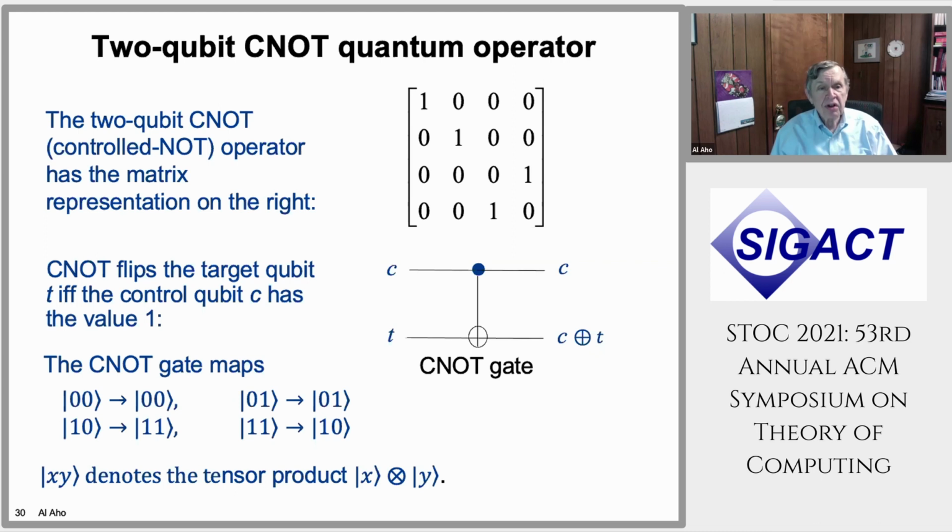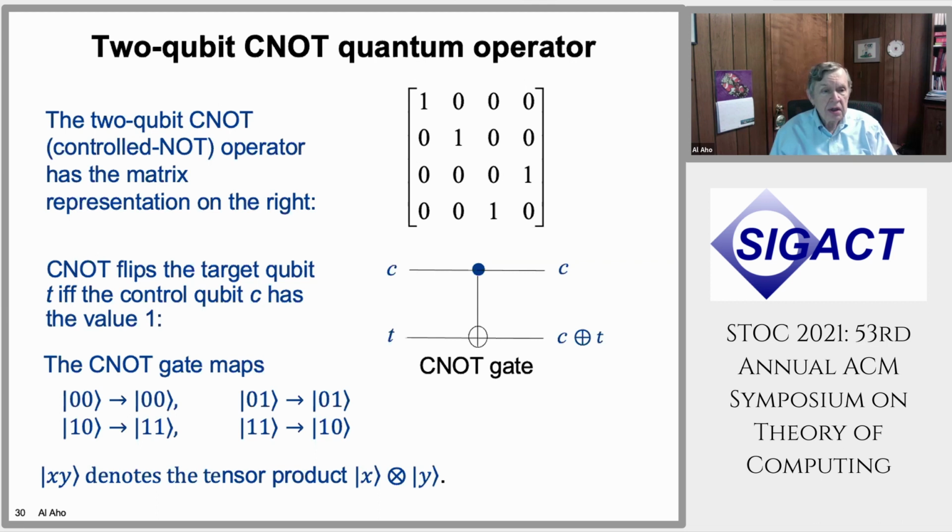And what the CNOT gate does is it flips the target qubit. A CNOT gate has 2 wires coming in, a control wire C and a target wire T. And if the control wire has the value 1, it flips the value of the target qubit. Otherwise, it lets the target qubit go through without change. That's C on the first line, and exclusive OR of C and T on the output of the second line.